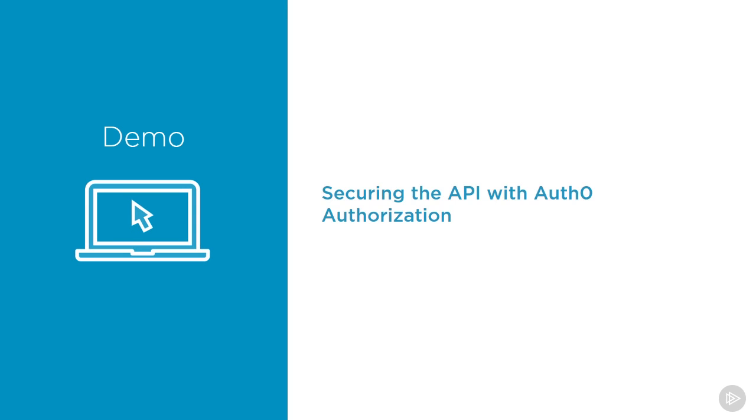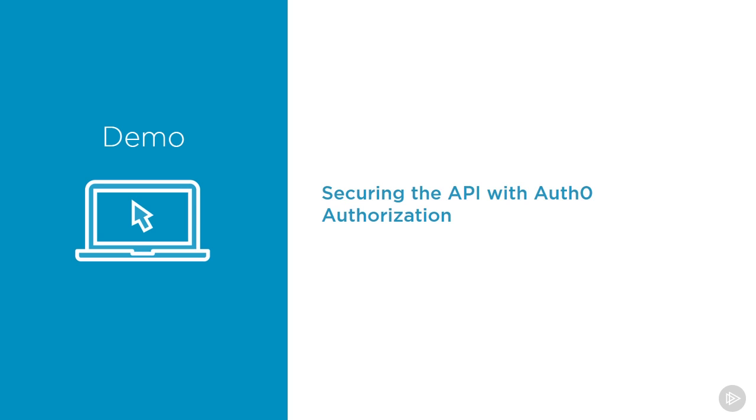In this demo, we'll be looking at securing our API with Auth0 authorization. We've now been able to log in using Auth0, and our website now knows that we are authenticated with Auth0. But now we want to be able to leverage an access token to make use of our API and prove that we are authorized to access some data.